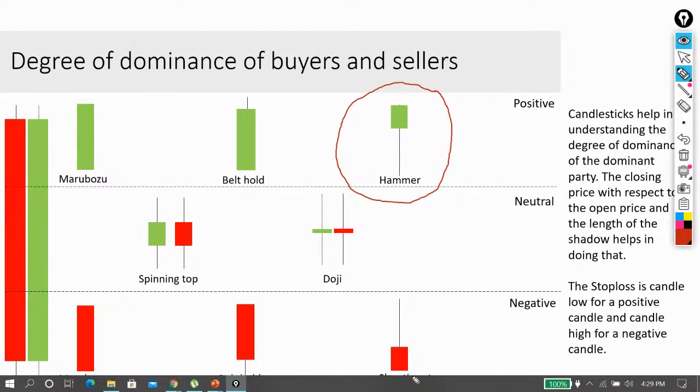Okay. The name is somehow not visible, but this is the flip side of a hammer, and it is called a shooting star. Sorry, my handwriting is very bad. Shooting star.